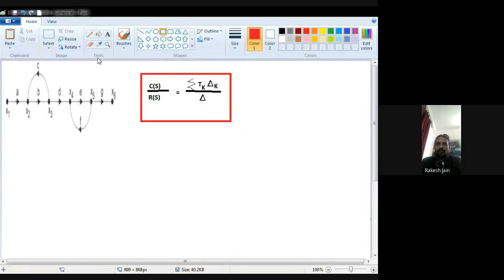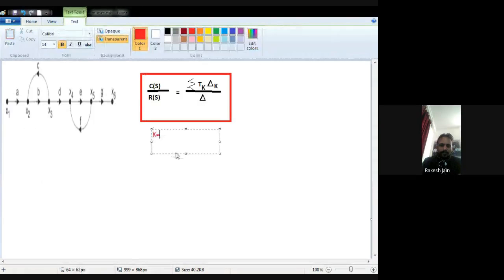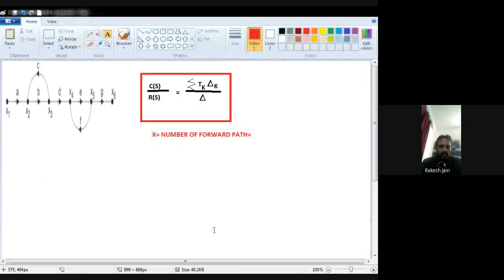We have to find out the value of K. Now what is the meaning of K? K is the number of forward paths. Now how will you find out the number of forward paths? Once we start from the input side, we reach the output side without repeating any branch or node, that is known as a forward path.